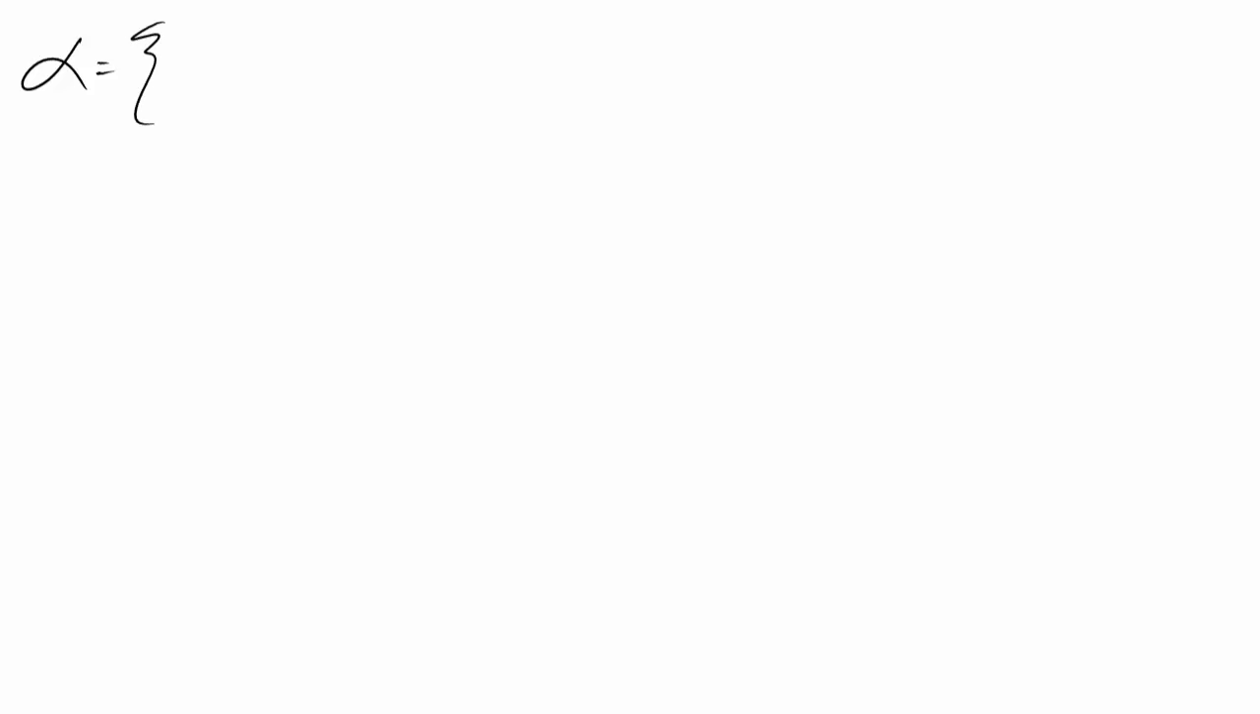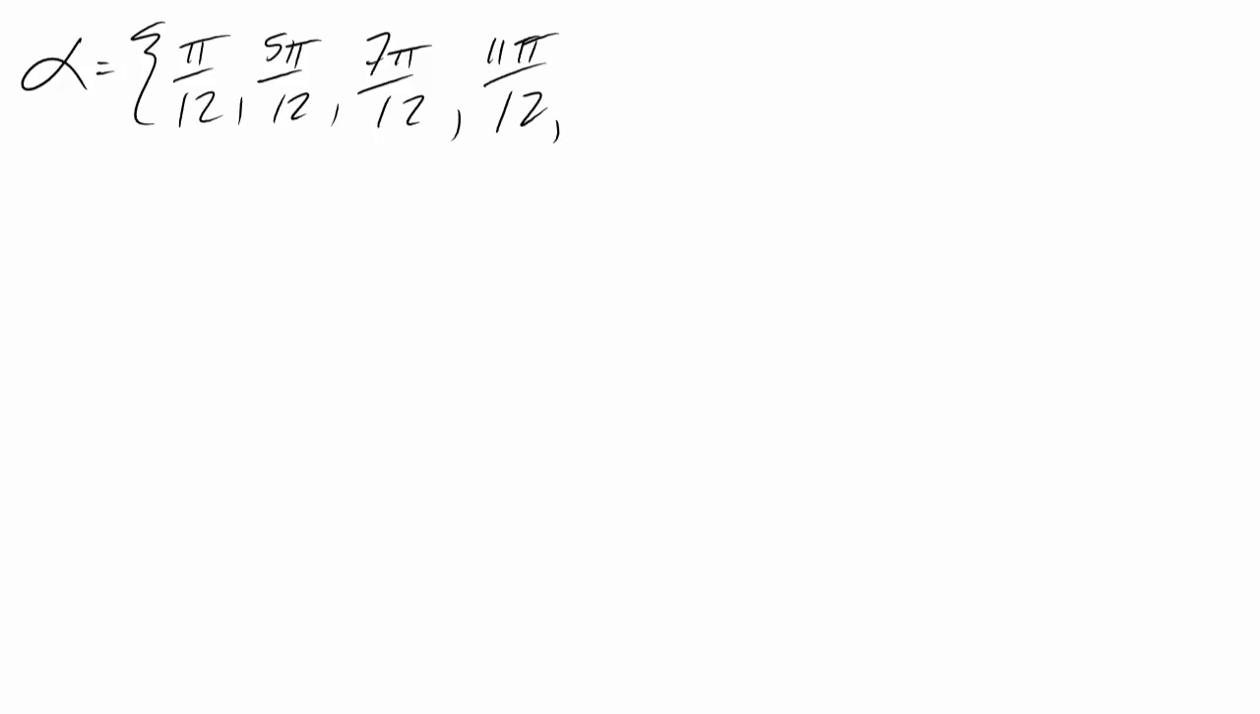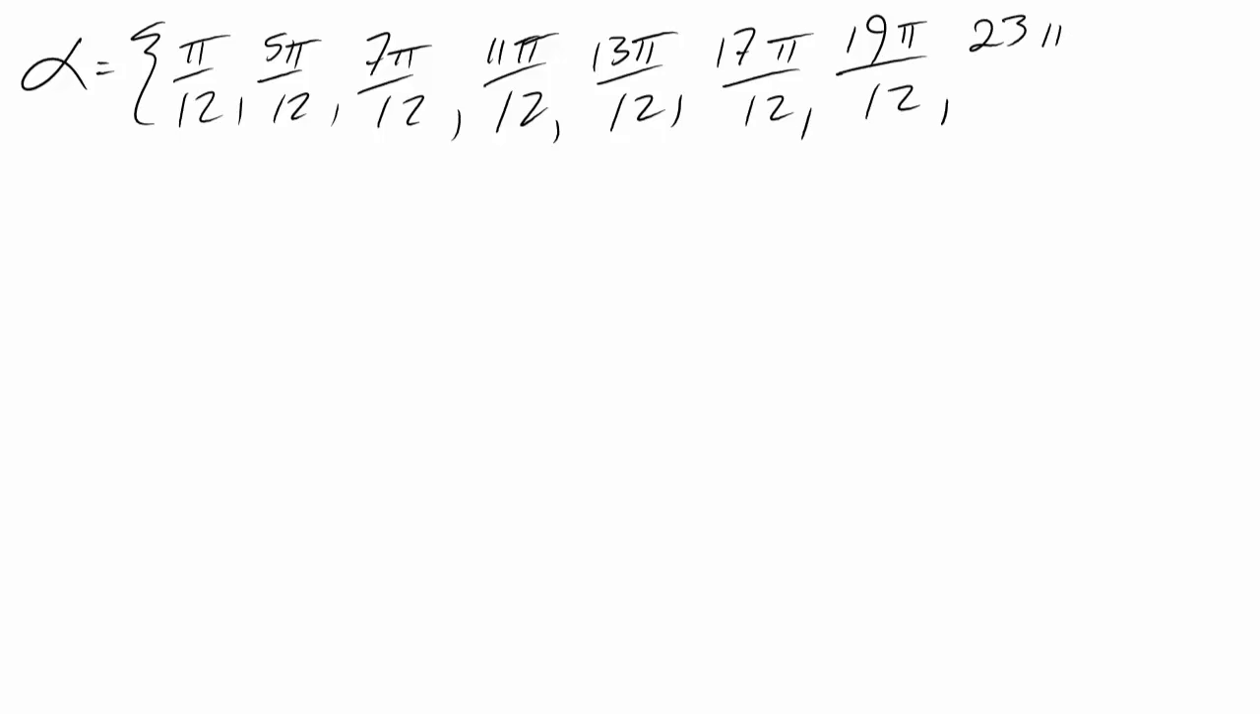So that gives us our full solution set to be alpha equals pi over 12, 5 pi over 12, 7 pi over 12, 11 pi over 12, 13 pi over 12, 17 pi over 12, 19 pi over 12, and 23 pi over 12, which is a very long solution set for our interval from 0 to 2 pi.